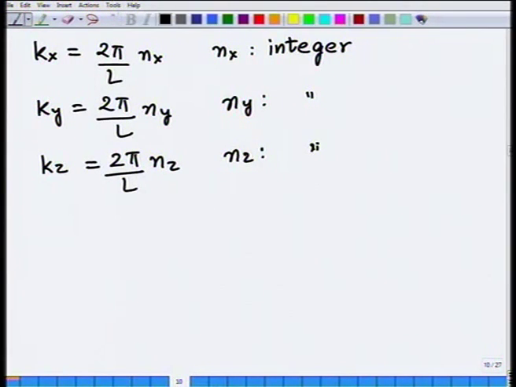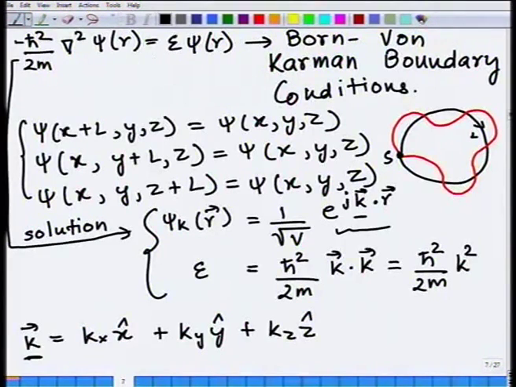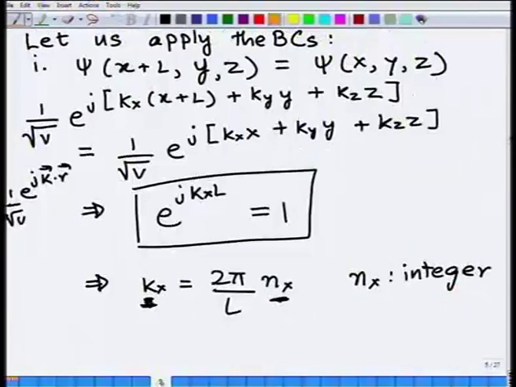Let's summarize one more time. Here is the wave function which satisfies the Schrodinger equation, and correspondingly the eigenvalue of energy, which depends on this quantity k right here. Then if we apply the boundary condition, k can only take definite values, and since k can take only definite values, energy is also discrete.